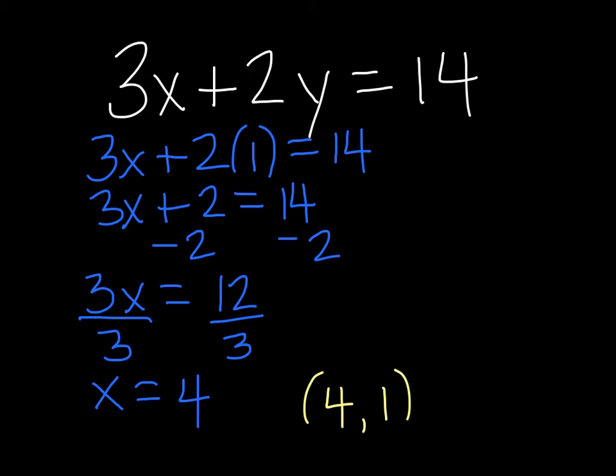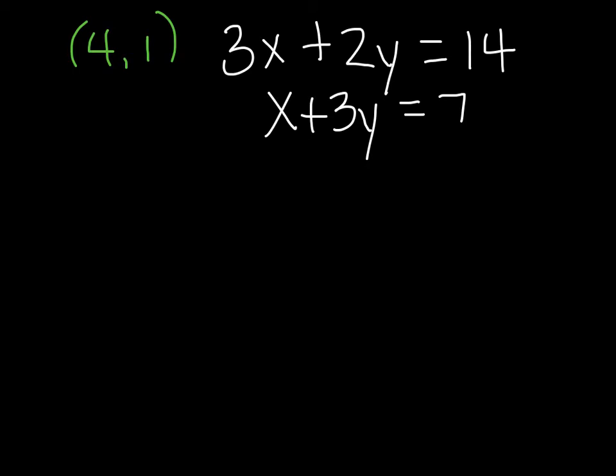Now, it is never okay to just stop there. You always want to take your solution. So we're going to take (4, 1), and then we're going to substitute it back into our original equations to make sure that this solution works for both equations.